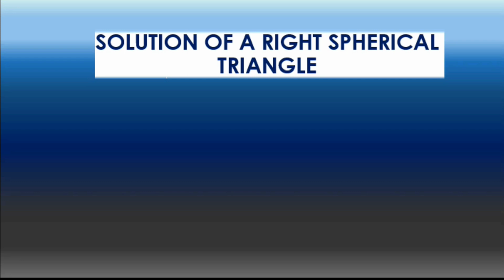And then for this topic, the solution of a right spherical triangle, what we're going to have now is the given parts with measurements. So if we are asked for a particular part of a right spherical triangle, we need to determine the measurement of the said unknown part.